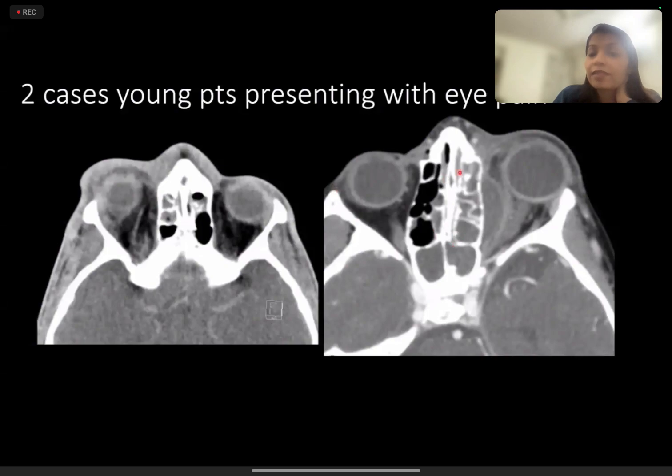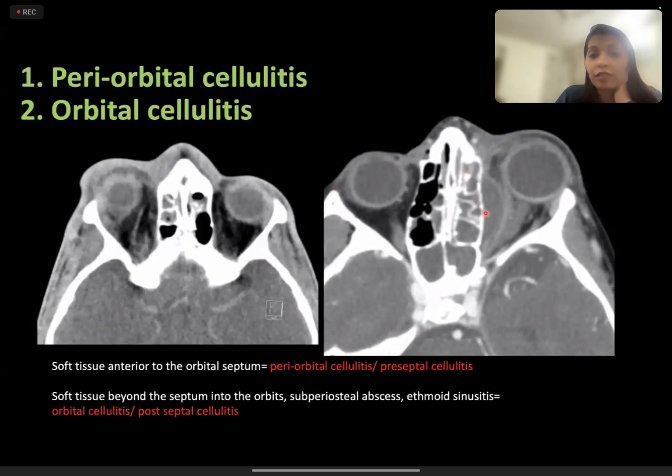Whereas in this case, there is ethmoid sinusitis and subperiosteal abscess, which most of the people have correctly identified. But there's also infiltration of the fat within the orbit. So there is a post-septal involvement as well. So therefore, this is a case of orbital cellulitis. So this is a case of preseptal cellulitis, which is periorbital cellulitis, and this is a case of orbital cellulitis, with all the complications from the sinusitis.